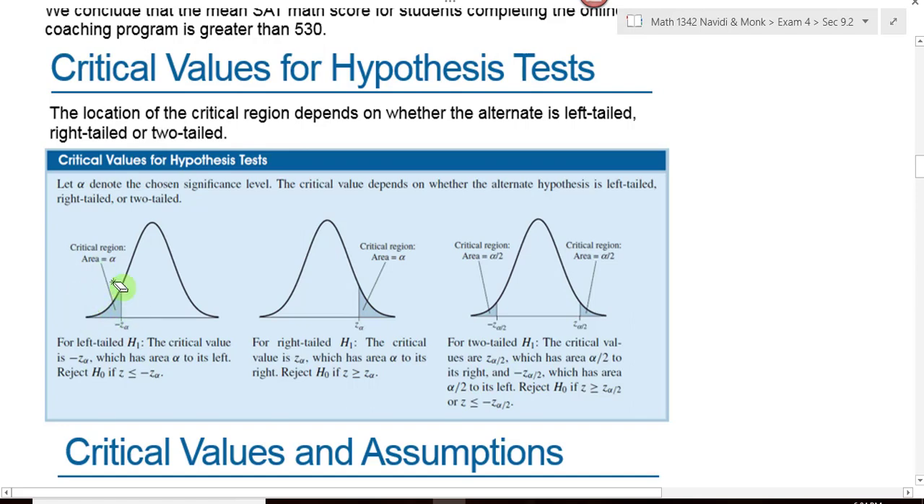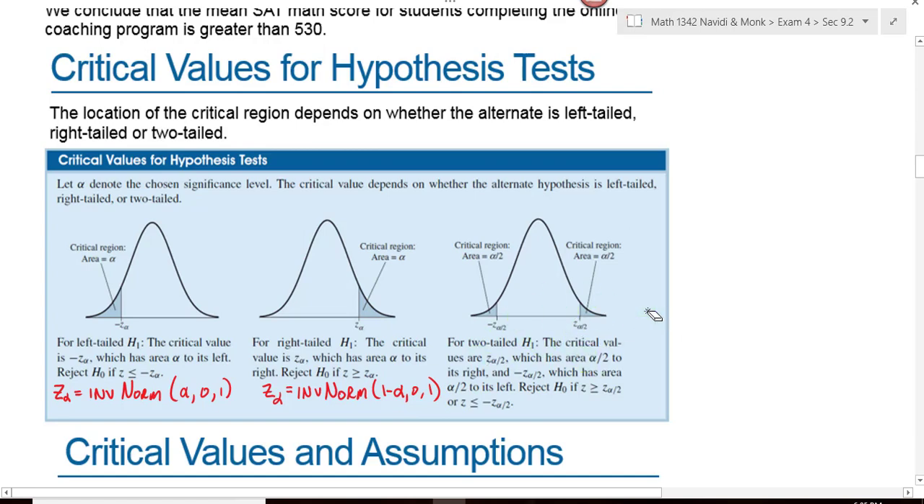For a left-tailed test, your critical region will be to the left. The way you can find your critical value is inverse norm. Your area will be alpha, the mean is 0, and the standard deviation is 1. If you have a right-tailed test, your critical value you can find by using inverse norm. The area now is 1 minus alpha, the mean is 0, and the standard deviation is 1.